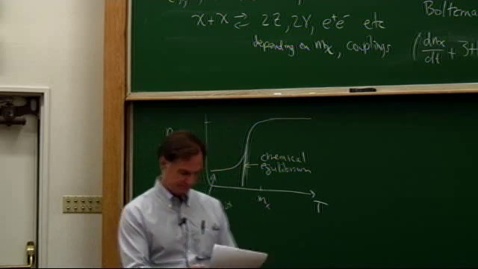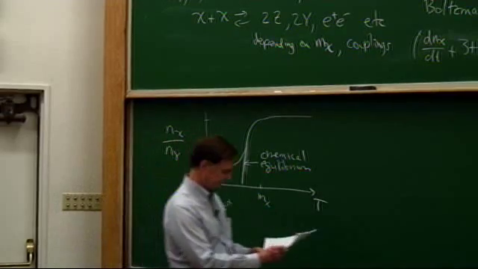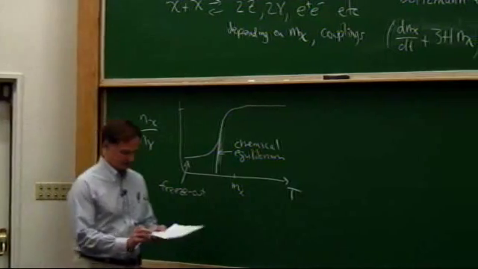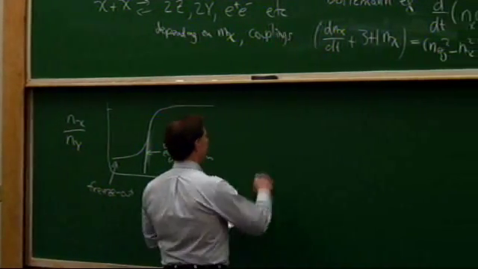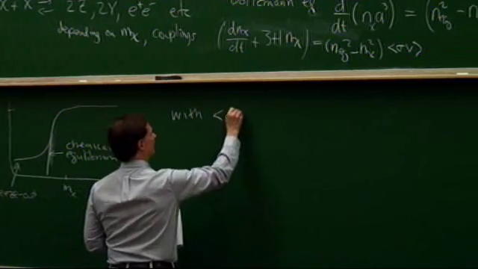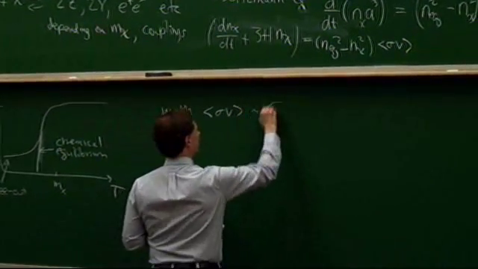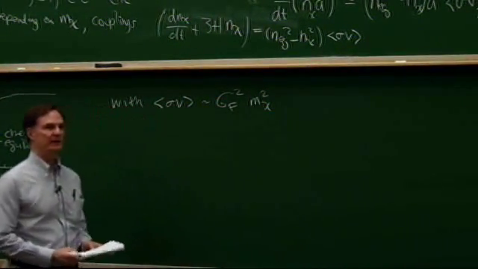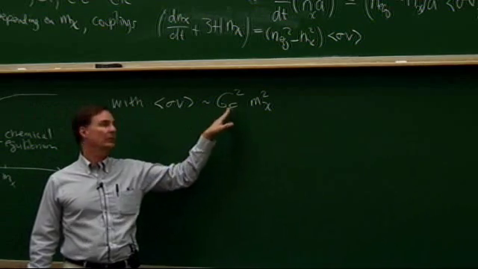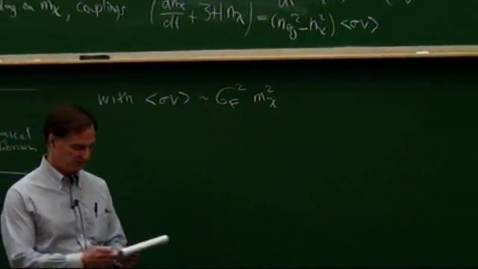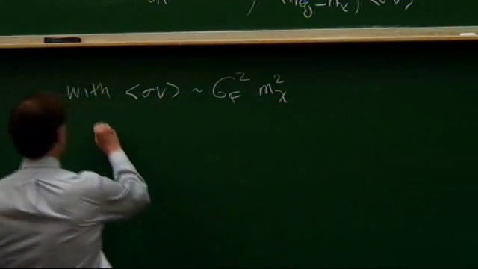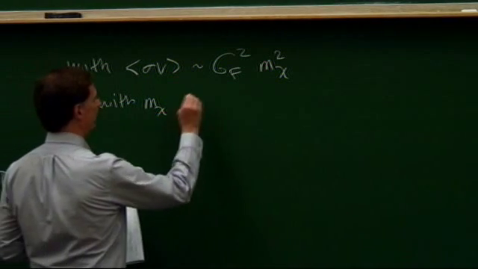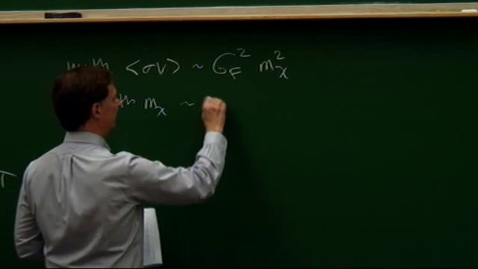Okay, it turns out this leaves, of course, a relic WIMP abundance, which is very important in these thermal WIMP models, with sigma v of the weak scale. So taking the Fermi constant squared times the mass of the chi squared gives a typical scaling, with the mass of the chi in the range of tens to hundreds of GeV, let's say 100 GeV.